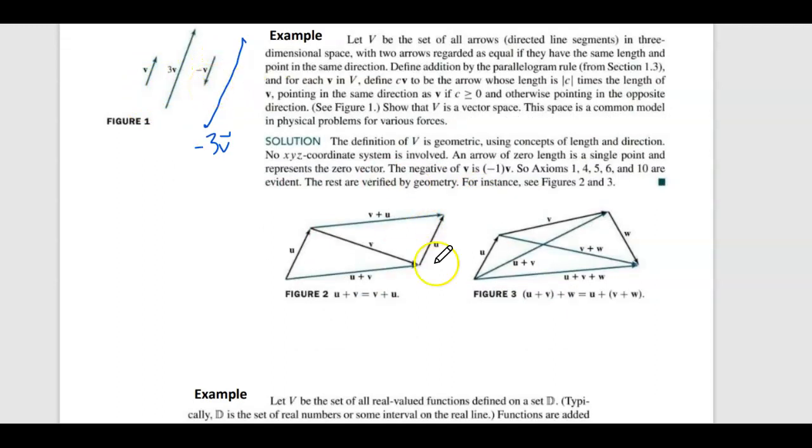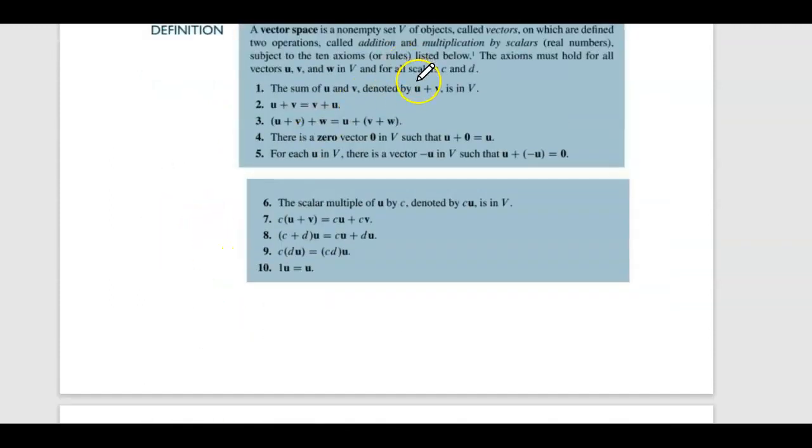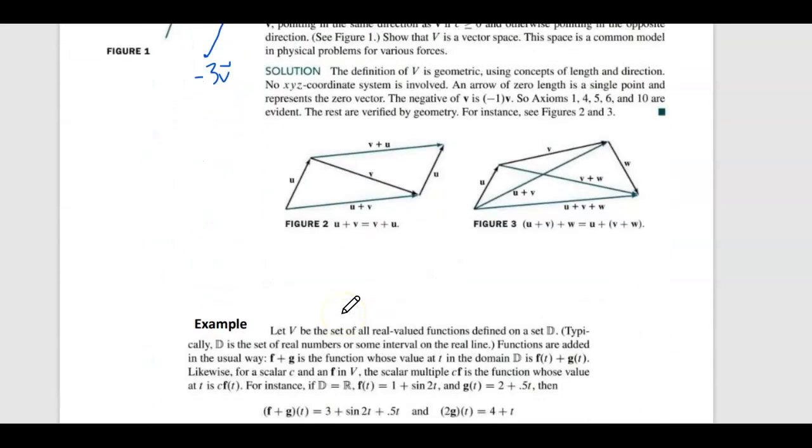It is true that if you have a v, then negative 1 times v is just the negative. Okay, so let's look at some of these axioms and talk about what would be true. It says 1, 4, 5, 6, and 10 are evident. Addition is normal. The zero vector exists. We've talked about the negative vector. Multiplying is just normal. And then 1 times the vector, that works as well. The ones we need to look at graphically are 2, 3, and then 7, 8, and 9.